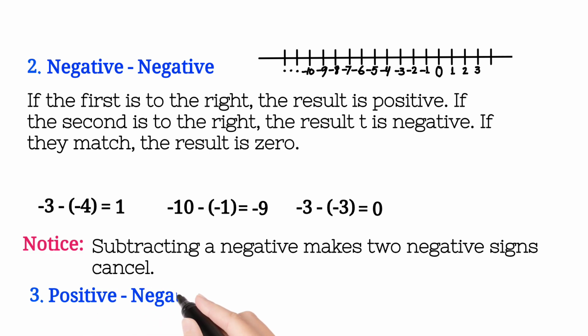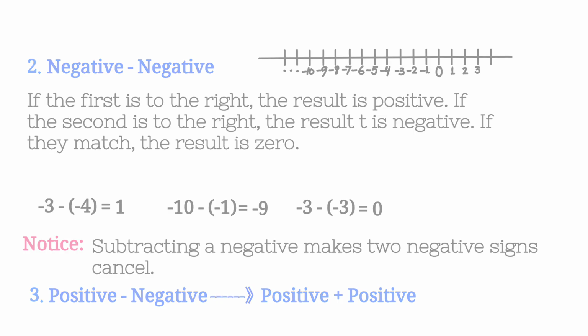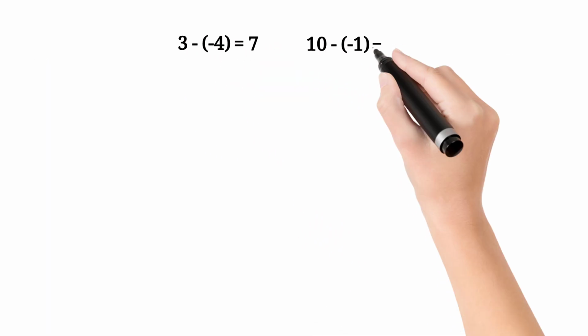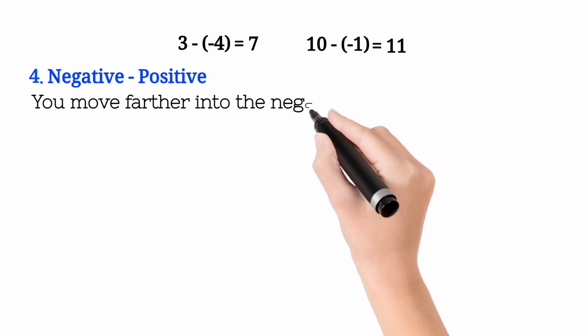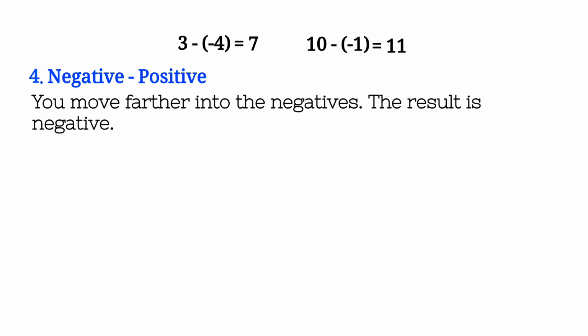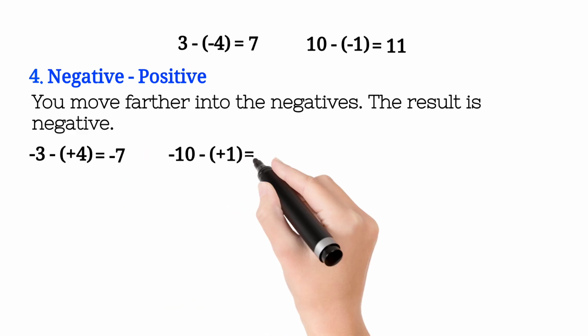Positive minus negative. The minus signs cancel, so it becomes addition. The result is positive. Examples: 3 - -4 = 7. 10 - -1 = 11. Negative minus positive. You move farther into the negatives. The result is negative. Examples: -3 - 4 = -7. -10 - 1 = -11.